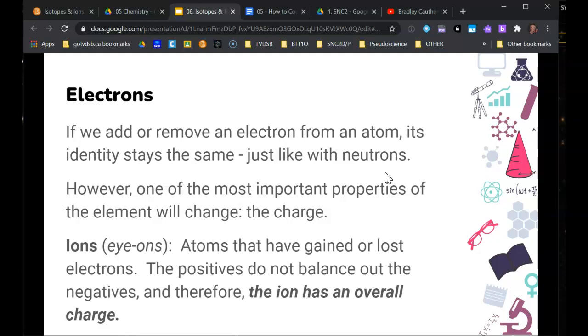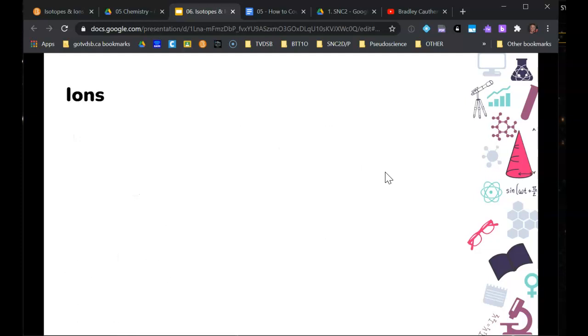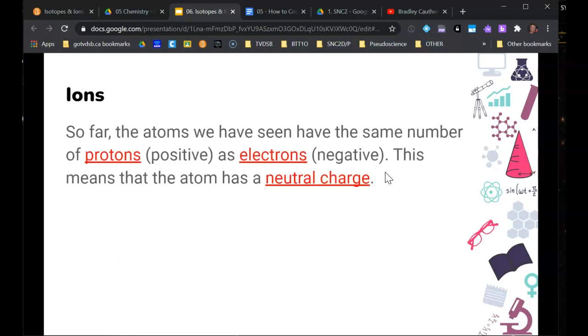If an atom gains or loses electrons, that balance is gone. So the positives won't balance the negatives anymore, and that means that the ion, the atom, will now have an overall charge to it. So far, the atoms we have seen have the same number of protons as electrons. That means the atom has a neutral charge. So any element you pick off the periodic table, so potassium. Potassium is element number 19. It has 19 protons. That means it has 19 electrons. The 19 positives and the 19 negatives balance out. So plus 19 minus 19 adds up to 0.